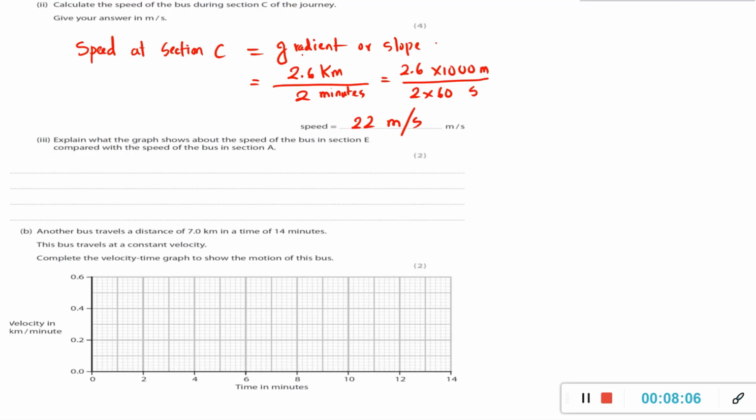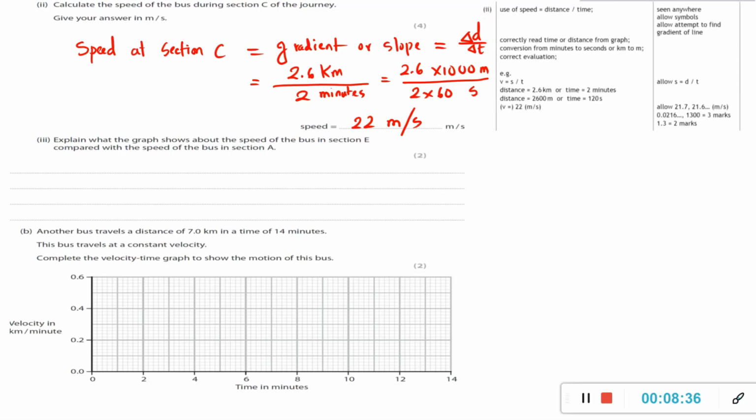That's why speed at section C equal to gradient or slope of the distance time graph. So change in distance divided by change in time. Change in distance 2.6 kilometer and change in time 2 minutes. So 2.6 into 1000 meter, 2 into 60 second, 22 meter per second. So here answer is 22 meter per second. Actual answer is 21.7 meter per second, approximately 22 meter per second.